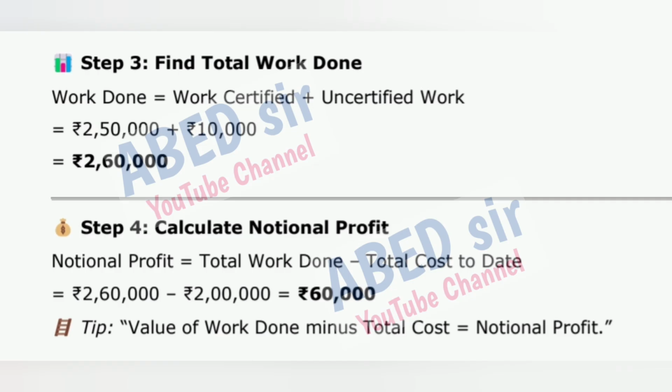Step 4. Calculate notional profit. Notional profit is equal to total work done minus total cost to date, which is 2,60,000 rupees minus 2 lakhs rupees, equal to 60,000 rupees. Tip: value of work done minus total cost is equal to notional profit.